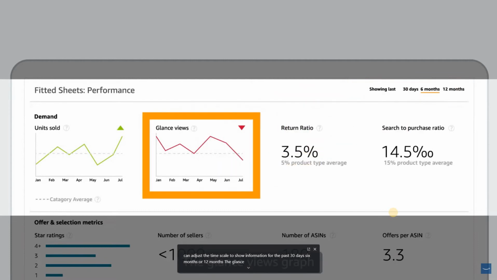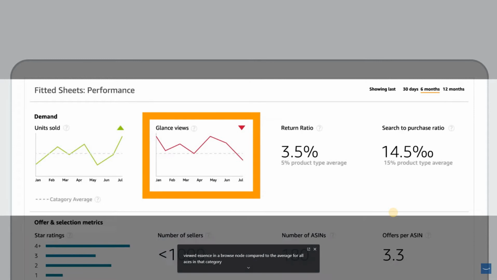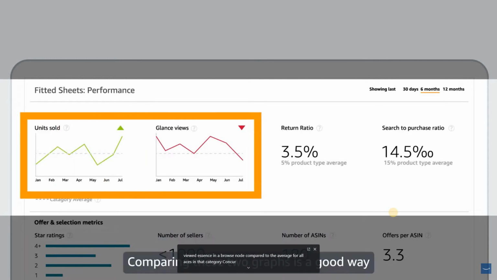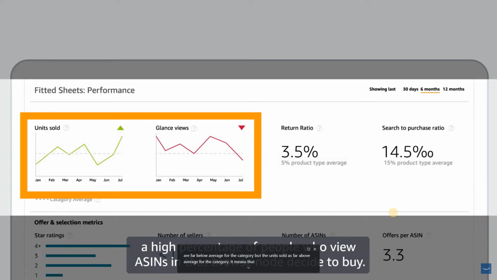The glance views graph works in a similar way as the demand element graph. It shows how many people have viewed ASINs in a browse node compared to the average for all ASINs in that category. Comparing these two graphs is a good way to look at demand and sales conversion. If, for example, the glance views are far below average for the category, but the units sold is far above average for the category, it means that a high percentage of people who view ASINs in that browse node decide to buy.